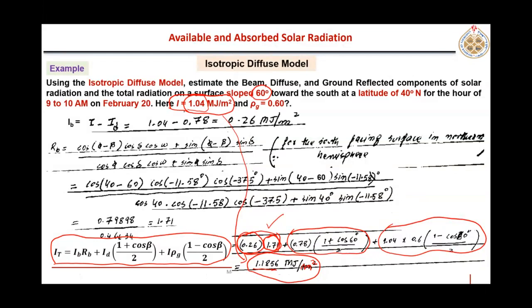Okay, so this was the numerical. Here it asked us to find out the beam, diffuse, and ground reflected parts separately also. So this is beam, this is diffuse, and this is the reflected part. So you can write them separately also. Any question?